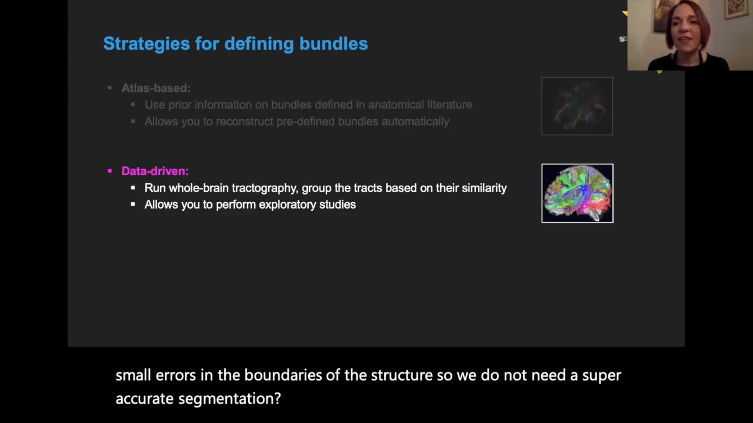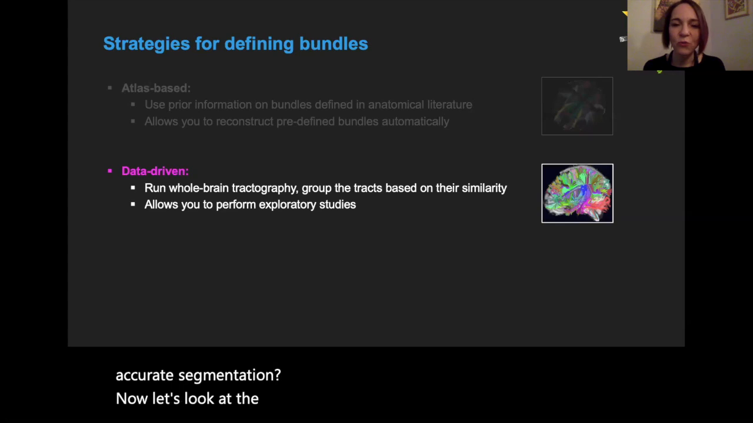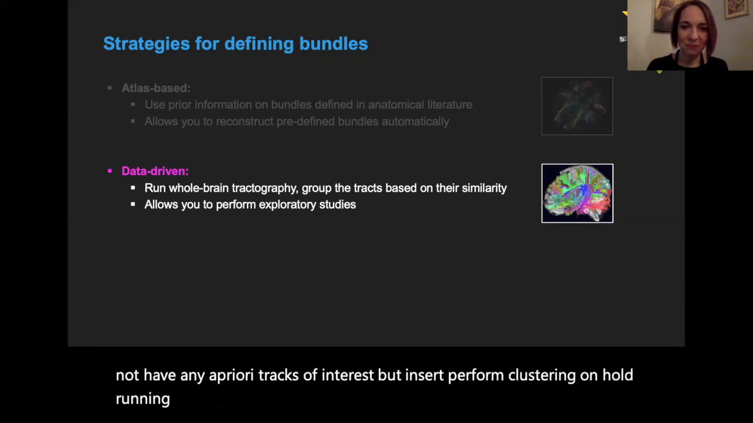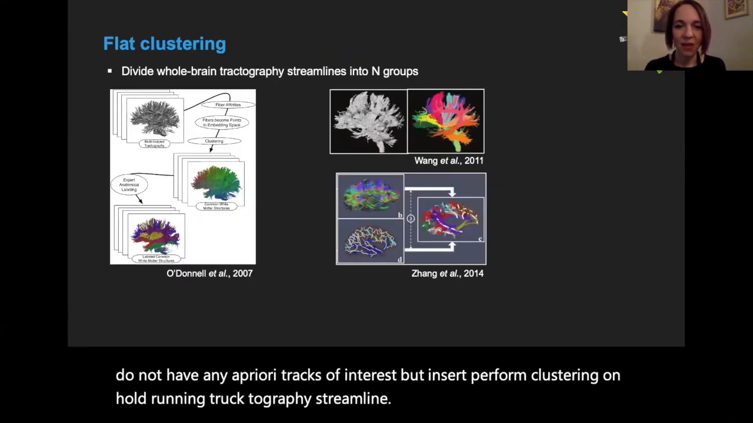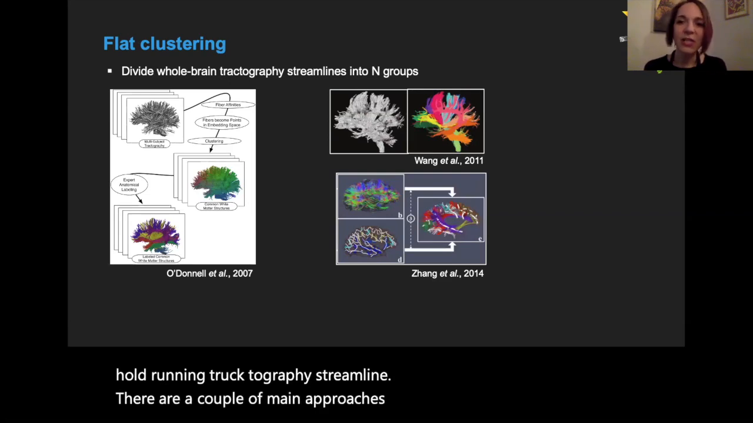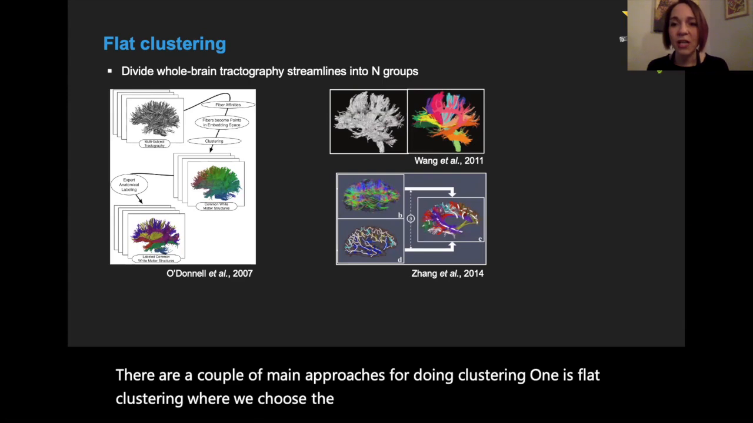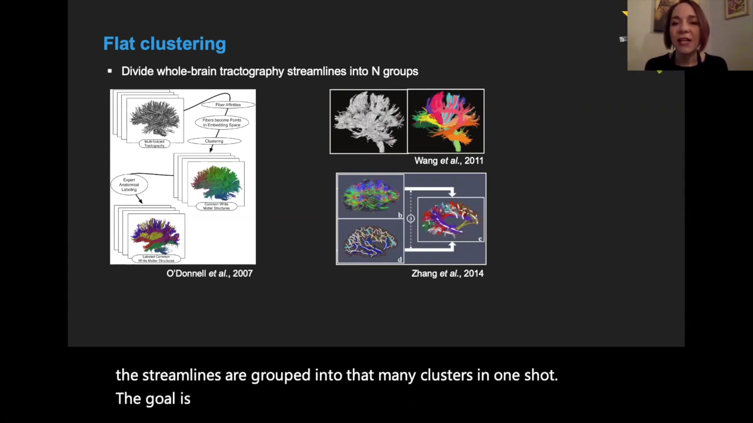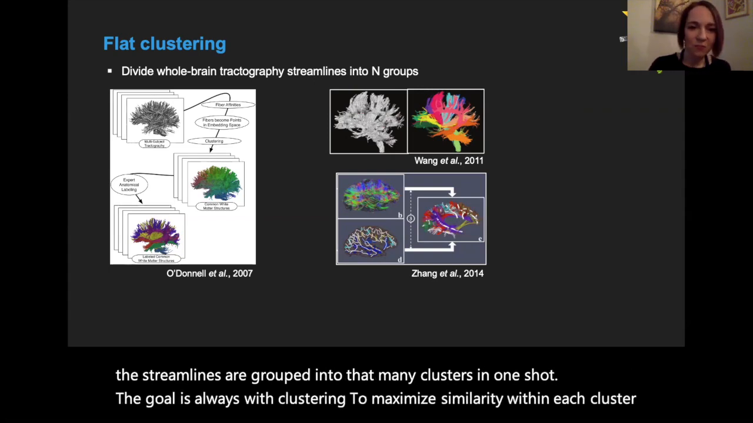Now let's look at the other approach, the data-driven approach, where we do not have any a priori tracks of interest, but instead perform clustering on whole brain tractography streamlines. There are a couple of main approaches for doing clustering. One is flat clustering, where we choose the total number of clusters that we want, and the streamlines are grouped into that many clusters in one shot. The goal is always with clustering to maximize similarity within each cluster and minimize it between clusters.